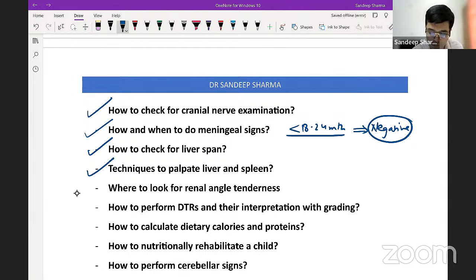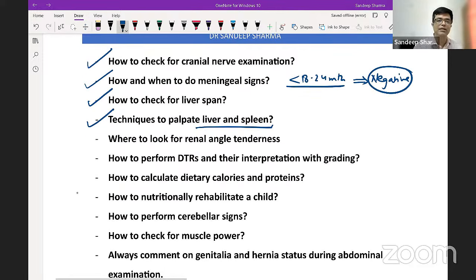Then we check for techniques to palpate liver and spleen. What is the dipping method? What is the palpatory method? In ascites, how will you check, with single hand, two finger or dipping method? The usual techniques which you read in medicine, in pediatrics are very important. They will be useful. They are also asked in detail in medicine. So be ready with that in pediatrics also.